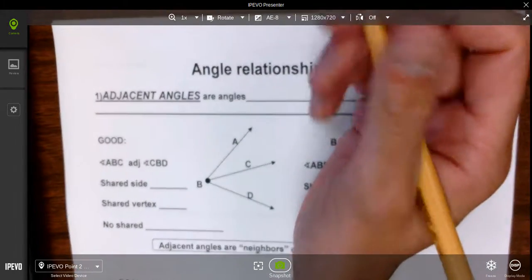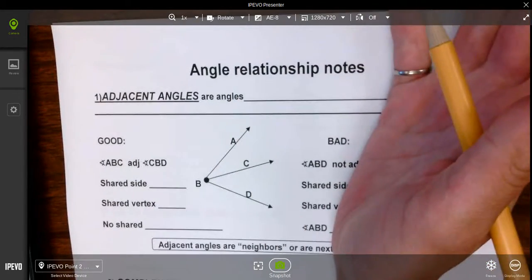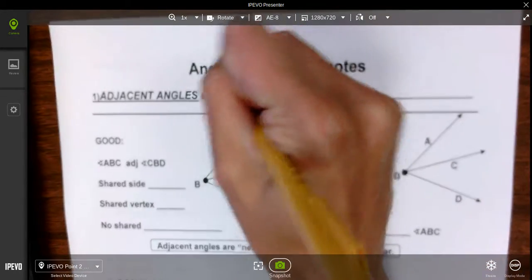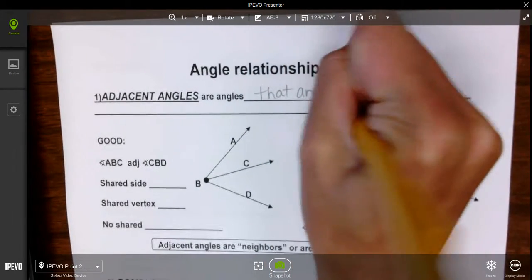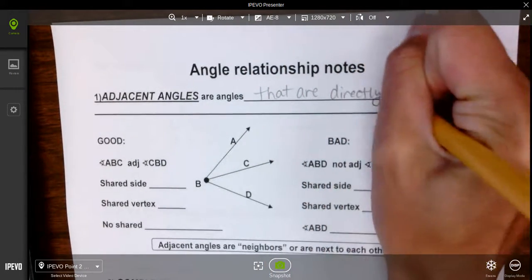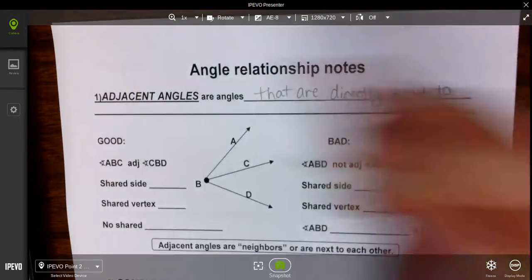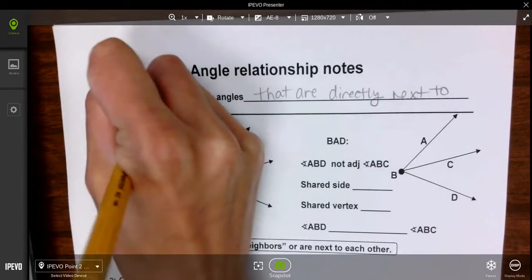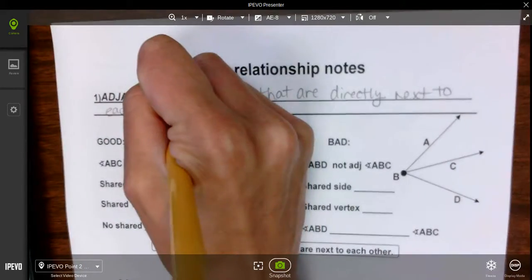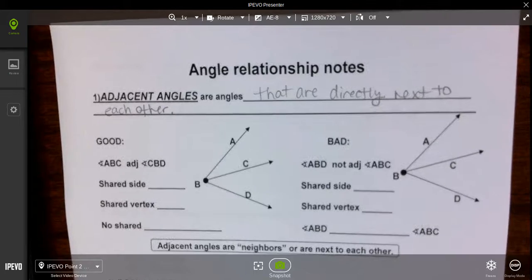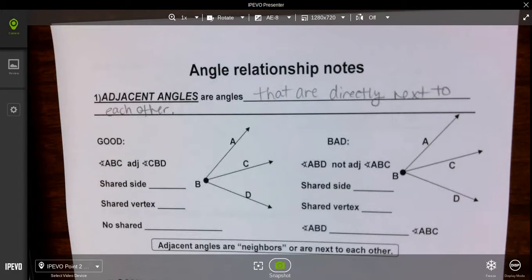Adjacent angles are angles, I'm going to start with the basic definition, that are directly next to each other. So that's the first basic idea of what adjacent means, that they have to be next to each other. But it's a little more in depth than that.